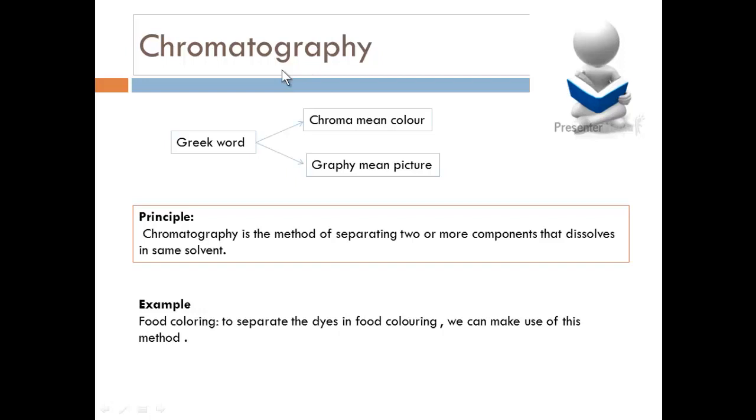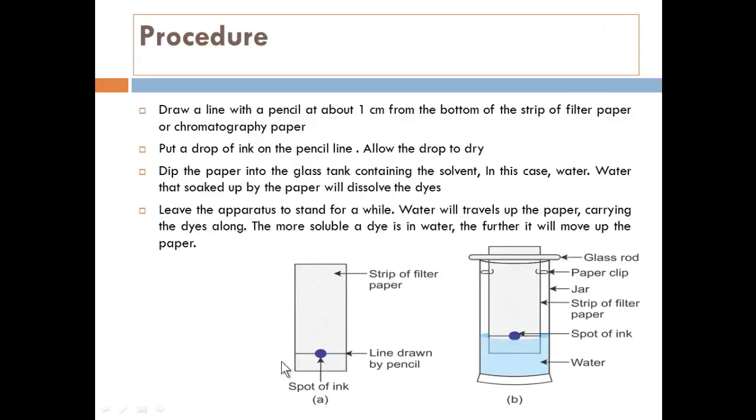Chromatography. Chromatography is derived from a Greek word. Chroma means color and graphy means picture. What is the principle of chromatography? Chromatography is the method of separating two or more components that dissolve in the same solvent. Example: to separate the dyes in food coloring, we can make use of this method.